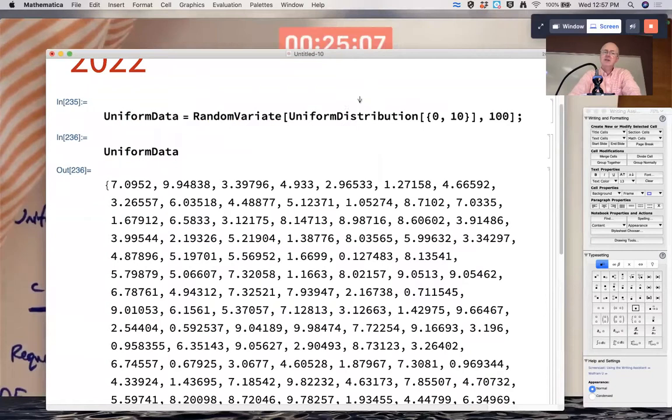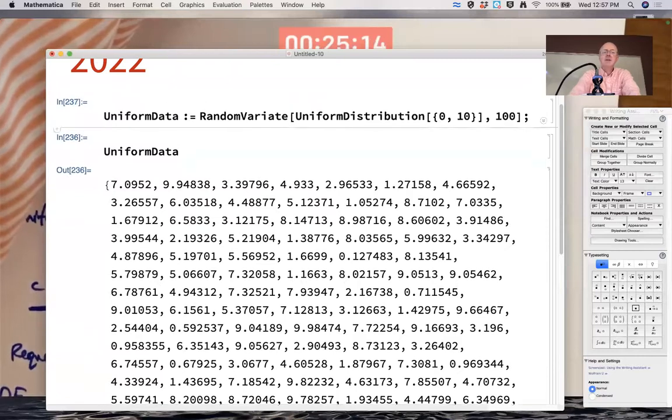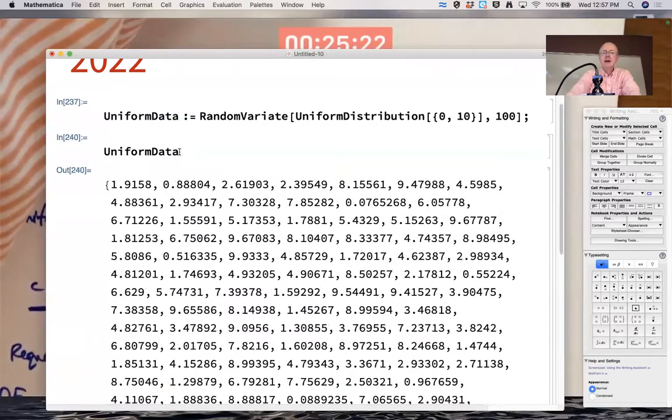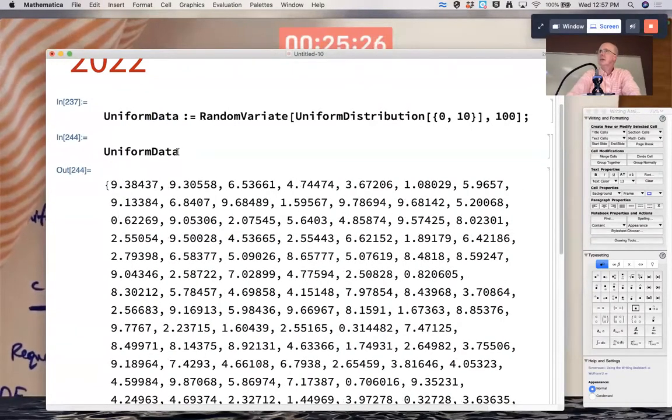It's also beneficial in this case, just like with function definitions, to use a colon equals, because that will allow me to redo the simulation every time I re-enter just this line. I don't have to re-enter that line every time. I can re-enter this line over and over and over again and get a bunch of different simulations.